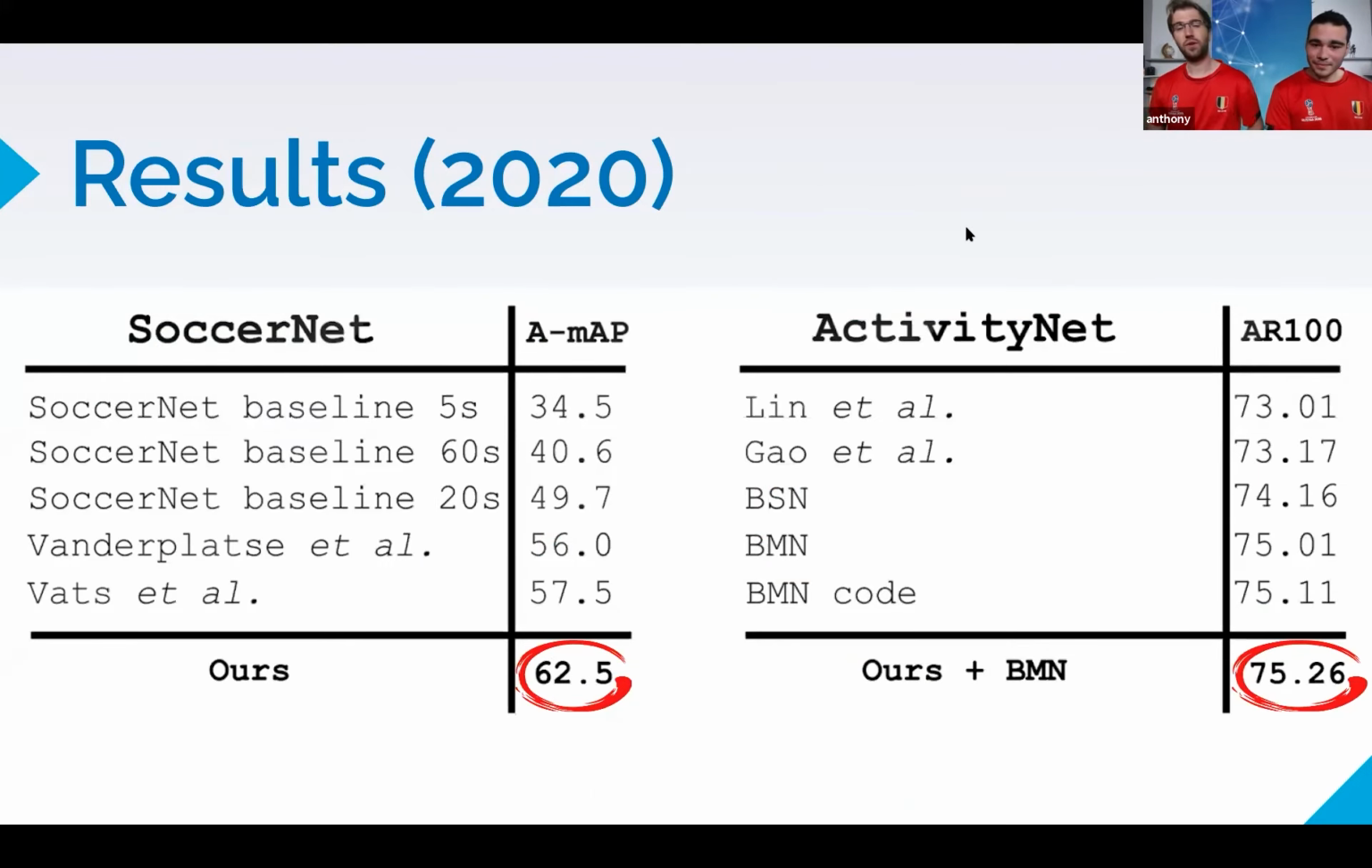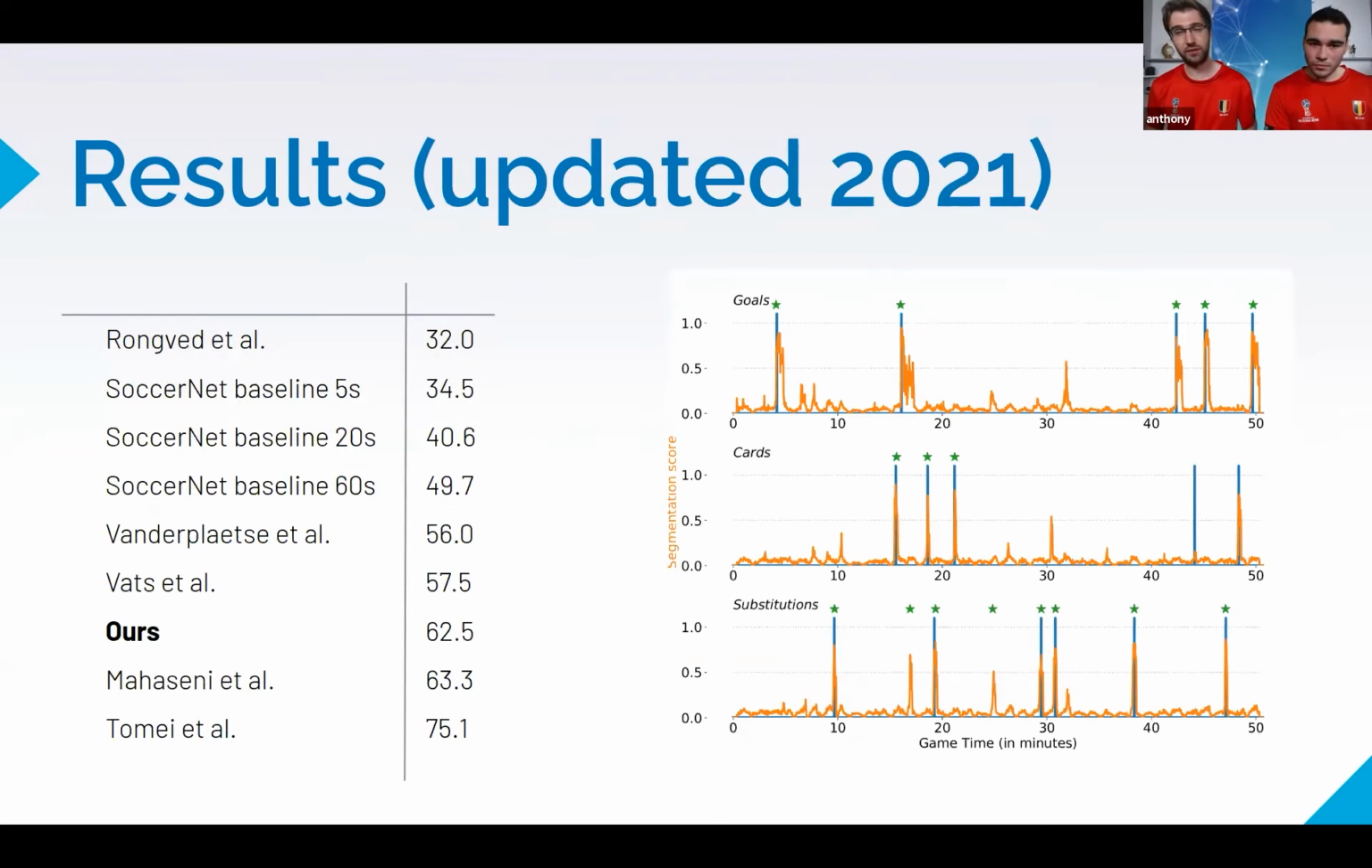All right, so to finish with the results of the paper, which is from last year, we reached 62.5% on the original SoccerNet, and we also tested on ActivityNet on top of BMN code, which was state-of-the-art at the time. And so we developed a new state-of-the-art, as you can see. But now we have been completely crushed by Mahazni et al. and Tomei et al. So Matteo, I think he is on the Discord channel, which is great. Exciting results that are coming on SoccerNet-v1.